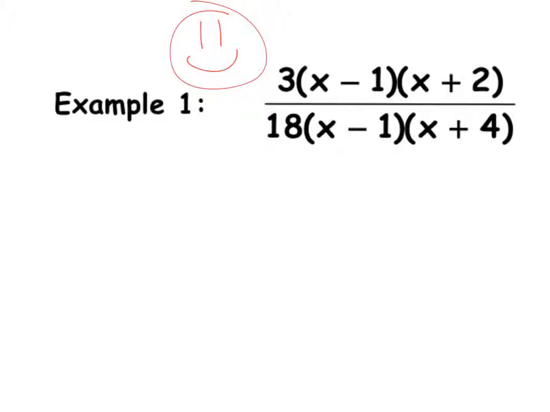Moving on. So now let's go ahead and do what we did last time. Let's start off and have a simplified fraction. So 3 over 18.